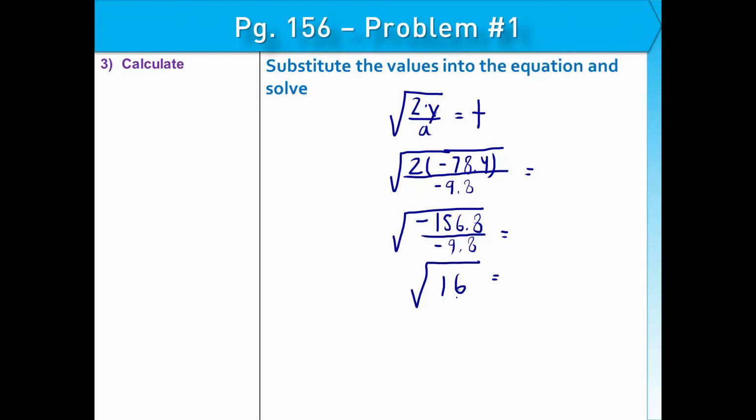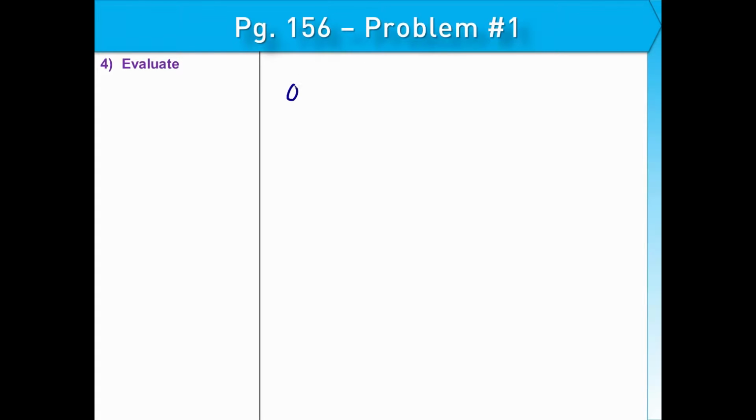And when you take the square root, you're going to end up with plus or minus 4. But because time is not going to be negative, we're going to keep the plus 4 then. So time will be 4 seconds. So for part A, time is going to be 4 seconds. Looking at our time, it's not a negative number, it's not a really big number, it's not a really small number, so our answer does seem to make sense then.